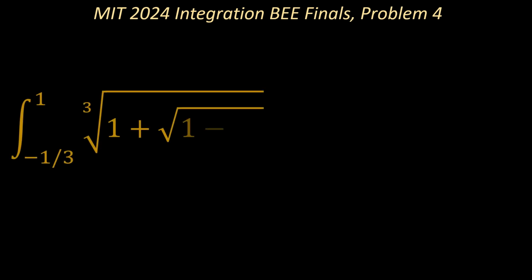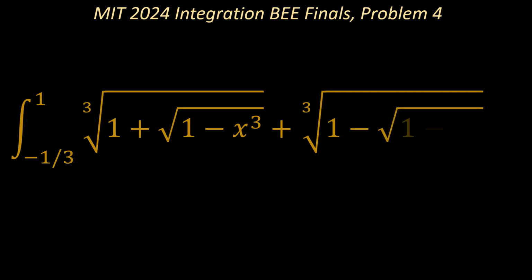So problem number 4 of the finals of the MIT 18.01 integration bee is the definite integral from x equals -1/3 to x equals 1 of the cube root of 1 plus the square root of 1 minus x cubed plus the cube root of 1 minus the square root of 1 minus x cubed. The solution to this problem, looking at the integrand, it has these two cube root components.